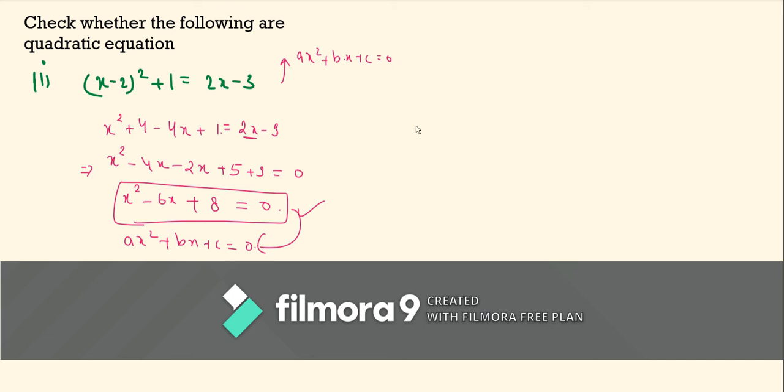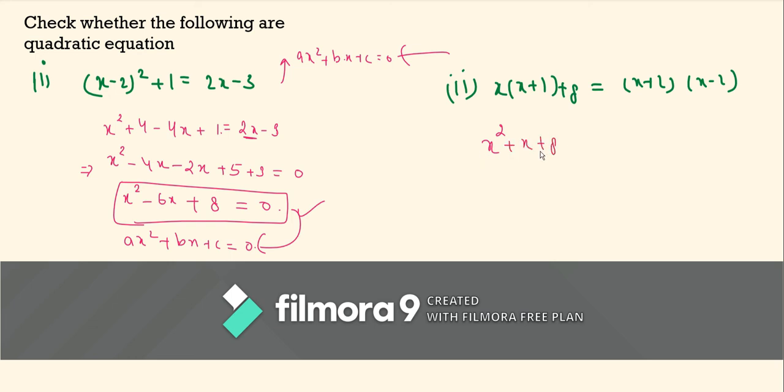Now move to the second question. The second question is (x plus 1) square plus 8 is equal to (x plus 2)(x minus 2). Let us solve this equation also. We will not quickly judge whether the equation is quadratic or not. First of all, we'll solve and make the equation in this form. So let's do it. x square plus x plus 8. Okay, this looks like a quadratic equation.